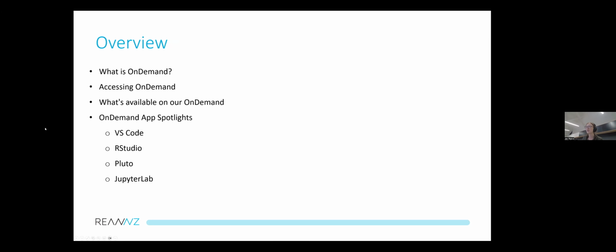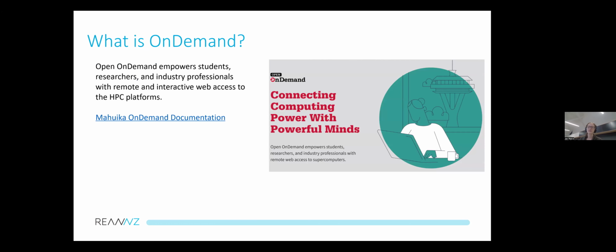So we're just walking through some of the aspects of OnDemand, which is available to everyone with a Nessie account. I'm going to run through what OnDemand is and how you can access it with Mahuika, and then what's available from our OnDemand, and then do a couple of spotlights of some of the apps we have installed on our system.